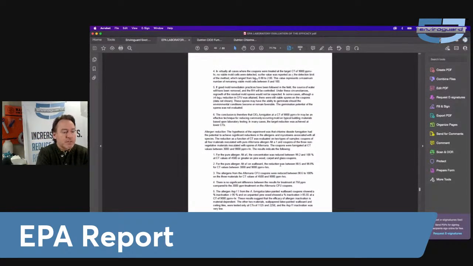The other two materials, wallpapered latex painted wallboard and ceiling tiles, were tested at CTs of 1125 and 2250, and the Asp f 1 inactivation was very low.